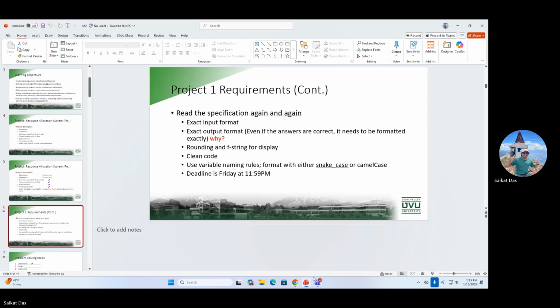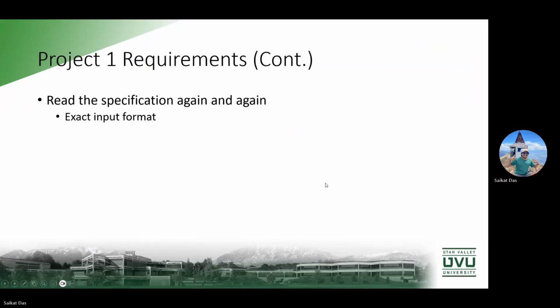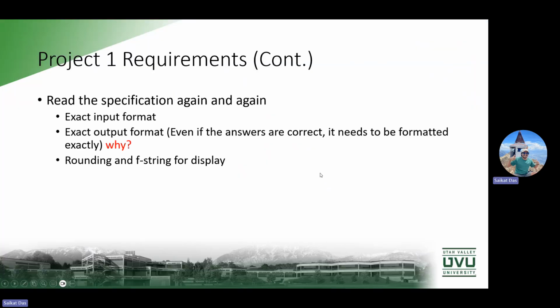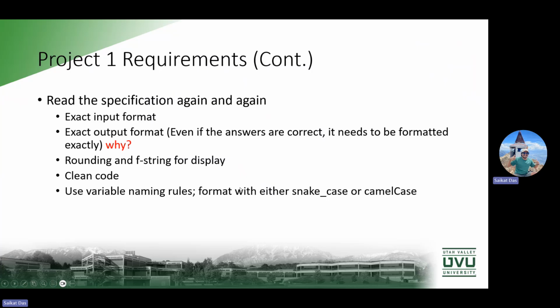Okay. So, rounding and F-string for the display, clean code. I'll tell you what clean code is later, not today. Then use the variable naming rule. You remember what the variable naming rule is? It should be meaningful, this is the first thing. Then do not use a letter as the first character. If it is multiple words, you can use an underscore in between the words or use camel case, like, capitalize the second word and put them all together.